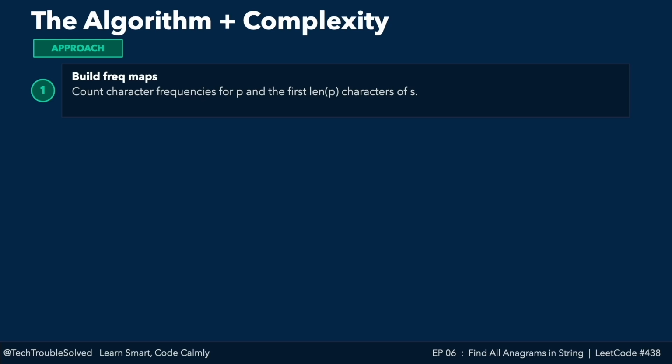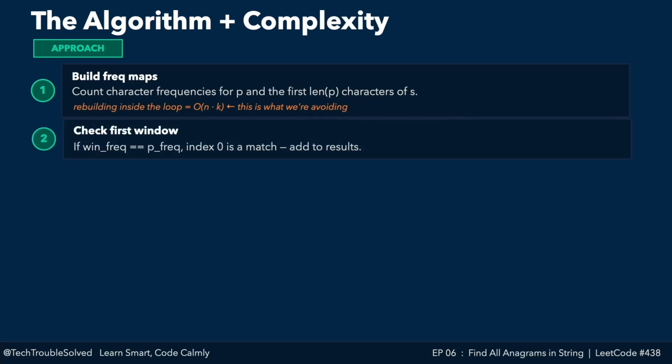If you rebuild this on every iteration, you are back to O(n × k), exactly the nested loop we were trying to avoid. Decision 2. Check window 0 before the loop starts. The loop begins at index length of P. It processes every window after the first one. If you don't check window 0 before entering the loop, you miss it entirely. This catches the edge case where S and P are the same length. Only one window exists and it's window 0.